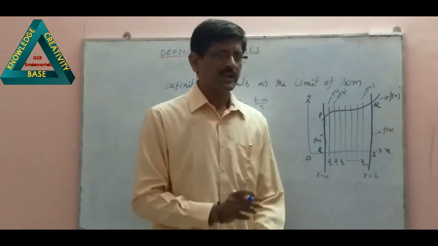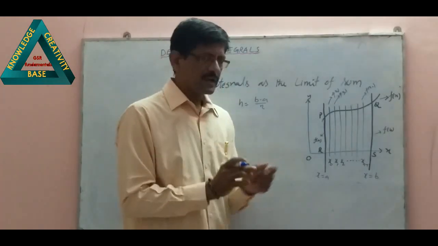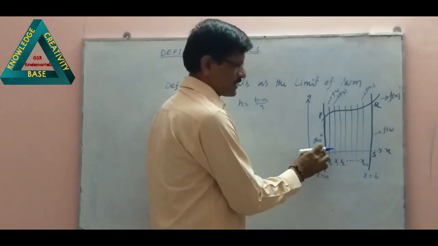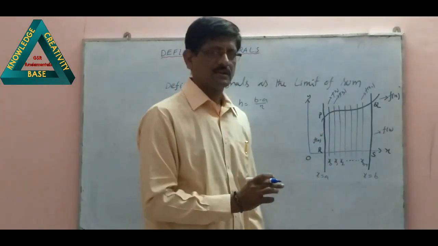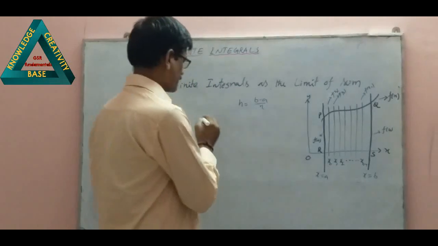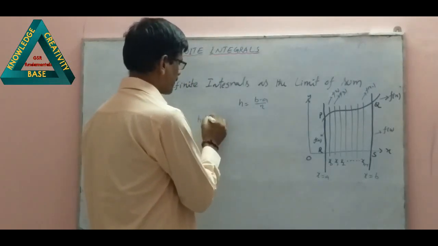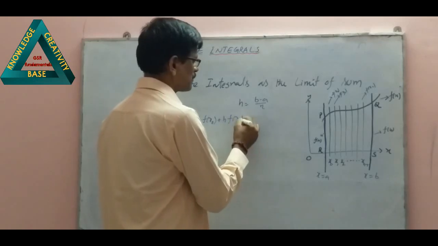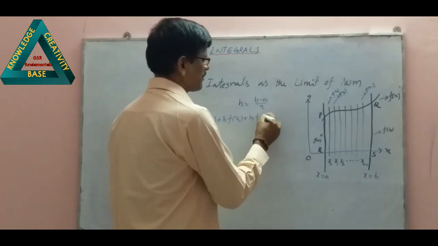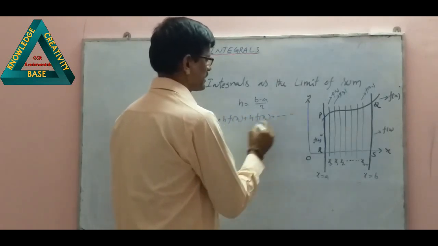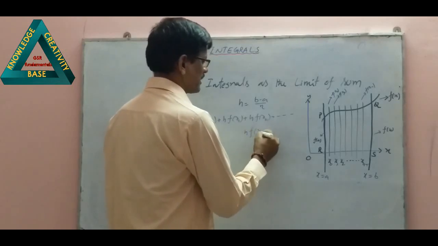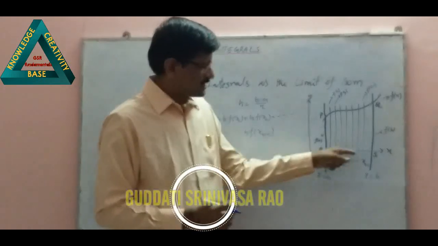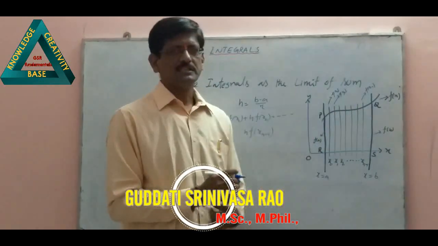What is the area of the rectangle? Area of the rectangle is equal to length into breadth. The length is h, the breadth is f of x naught. So h into f of x naught plus h into f of x1 plus h into f of x2 plus, going on like this, h into f of xn minus 1. So this is the area of this region.